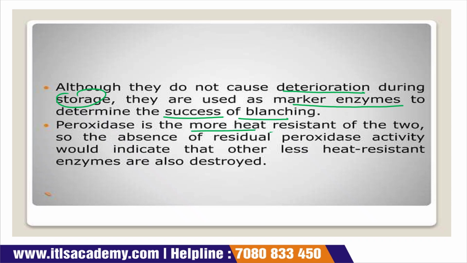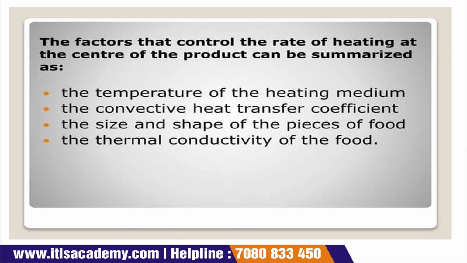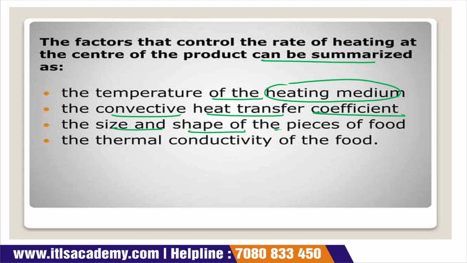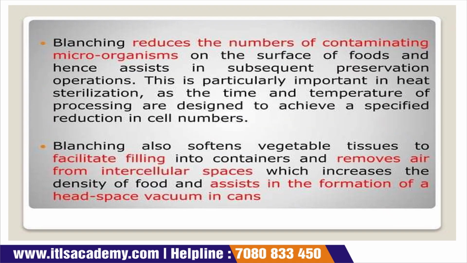Peroxidase is the more heat-resistant of the two, so the absence of residual peroxidase activity indicates that other, less heat-resistant enzymes are also destroyed. The factors which we have to control, which determine the rate of heating at the center of the product, can be summarized as the temperature of the heating medium, convective heat transfer coefficient, size and shape of the pieces of the food, and thermal conductivity of the food product.